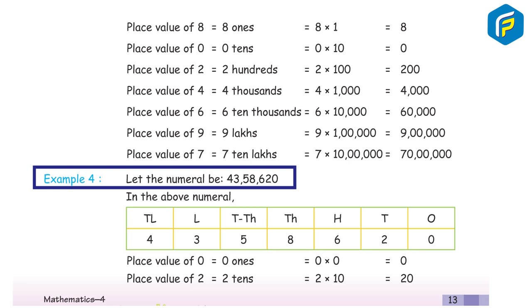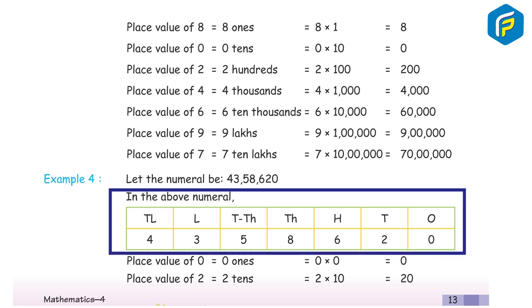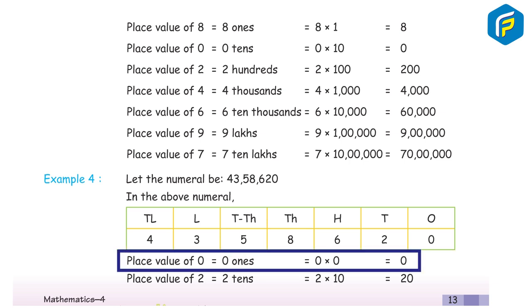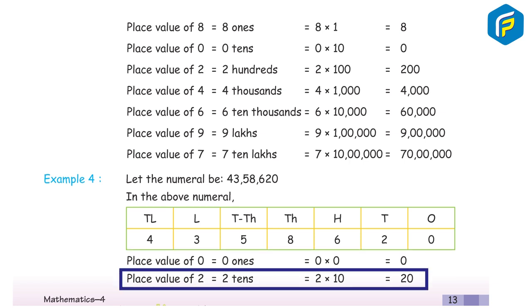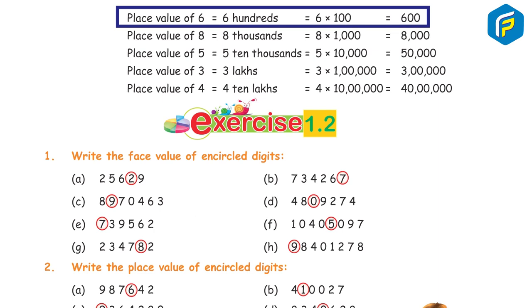Example 4. Let the numeral be 43,58,620. In the above numeral, place value of 0 is 0 ones, which is 0 into 1, equal to 0. Place value of 2 is 2 tens, which is 2 into 10, equal to 20. Place value of 6 is 6 hundreds, which is 6 into 100, equal to 600.